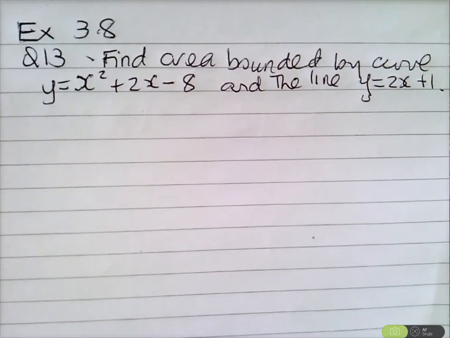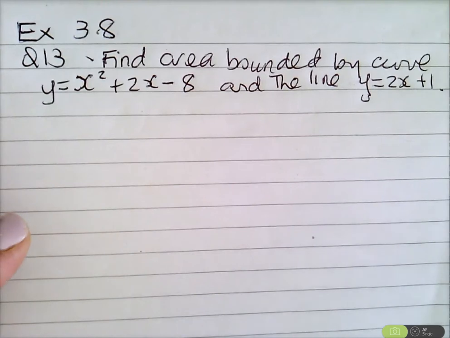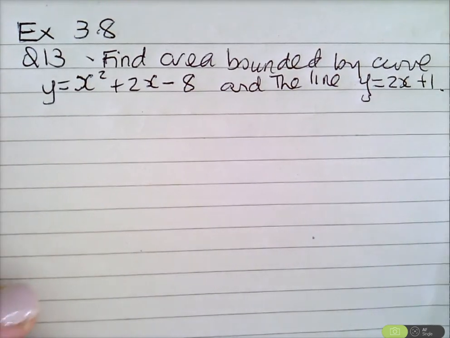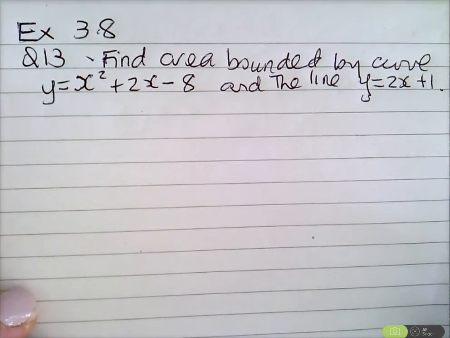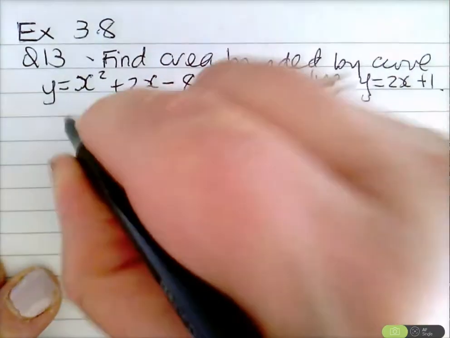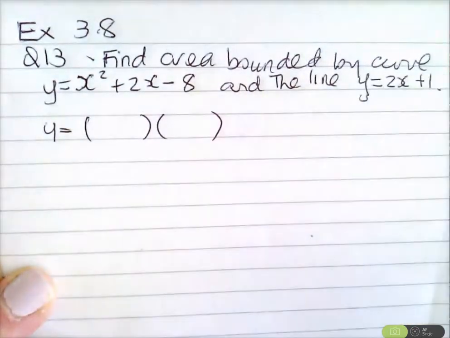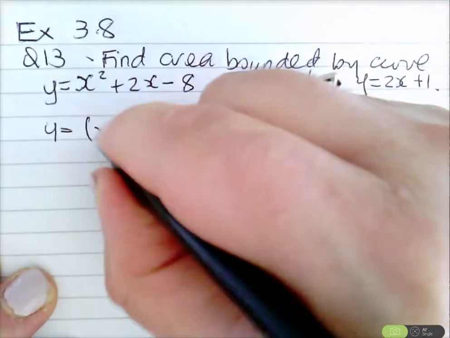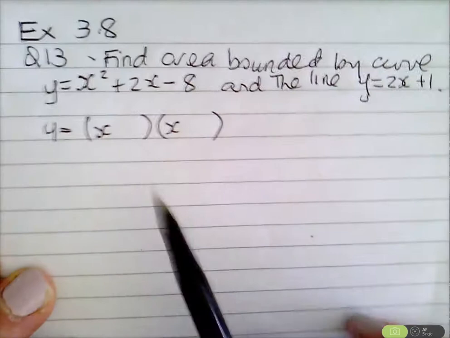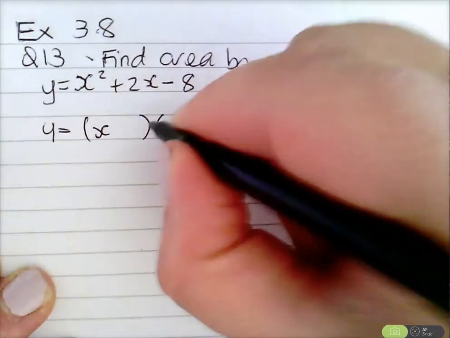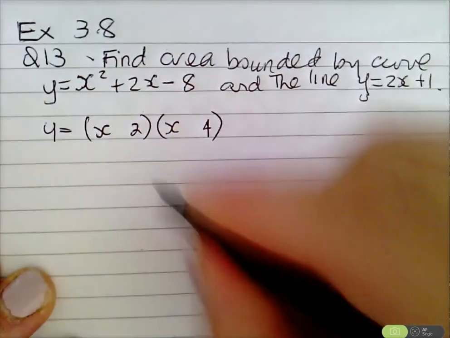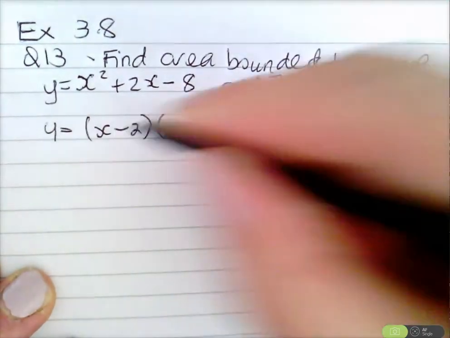Okay, we're continuing with exercise 3.8, examples, question 13. Find the area bounded by the curve y equals x squared plus 2x minus 8 and the line y equals 2x plus 1. You need to do a quick sketch first, but before you do that, you might want to factorise. What have you got for the first one? So y equals, yeah, it's 2 and 4. Which way? Plus 4 minus 2.